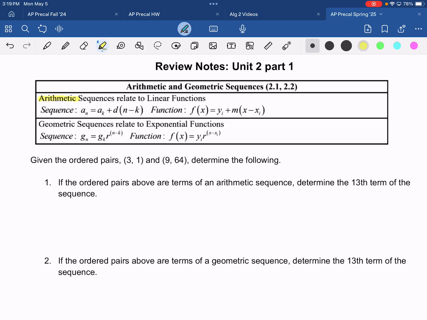We know that arithmetic sequences relate to linear functions. Here's your formula for an arithmetic sequence. To find a future term, we need to take a term k, we don't know exactly what term that is, add the common difference, and we add it n minus k times. So we're going to do that in an example, but n minus k will always be how far apart those terms are in our sequence.